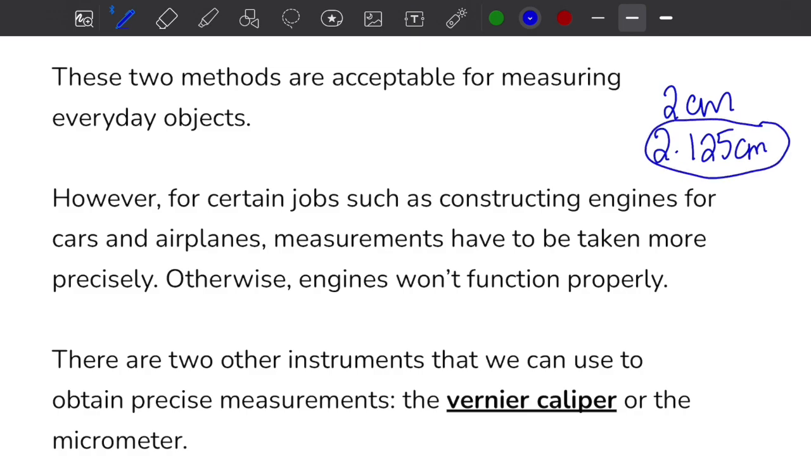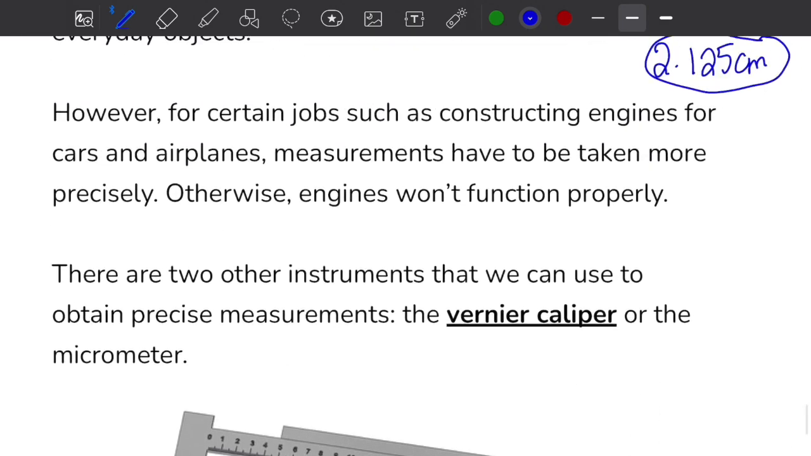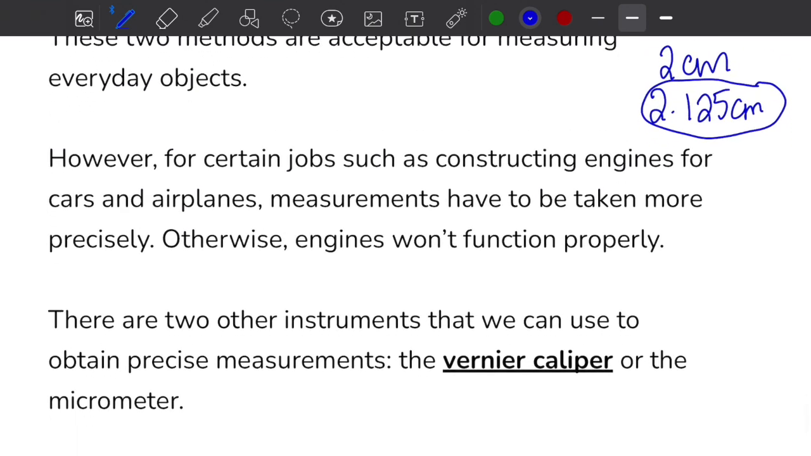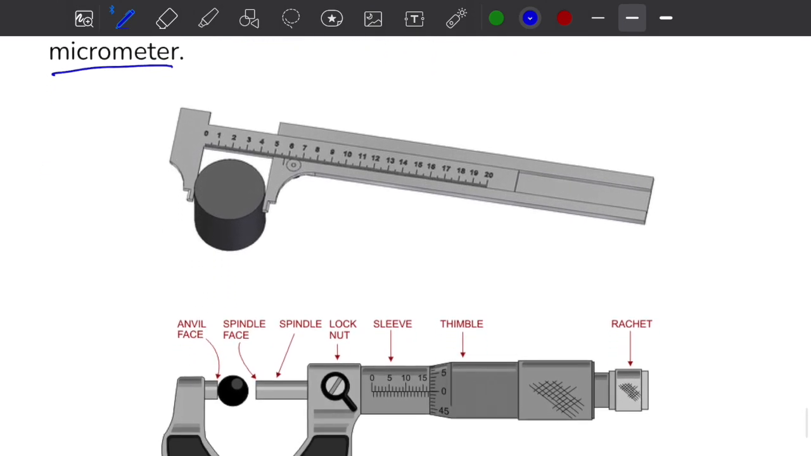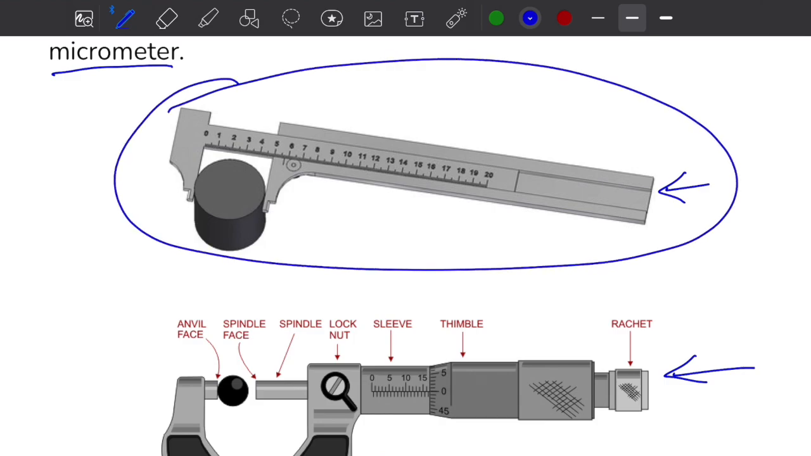And if you go on to take Math 30-3, we actually delve a lot more deeply into what precision is and what accuracy is. But for now, we're just going to talk about two instruments that we can use to get these precise measurements. One of them is the Vernier caliper, and the other one is the micrometer. So the first one here is the caliper, and this one is the micrometer. In this video, we're going to talk about this only.